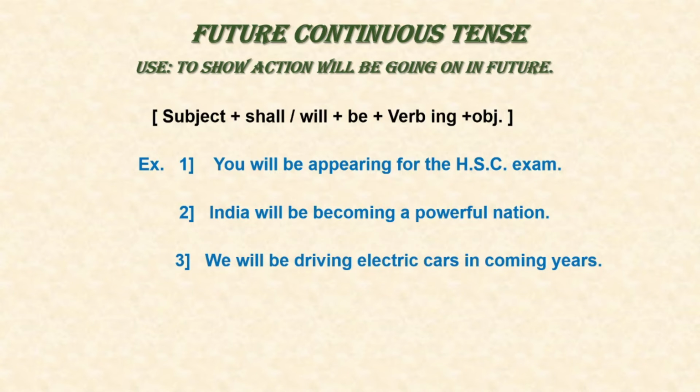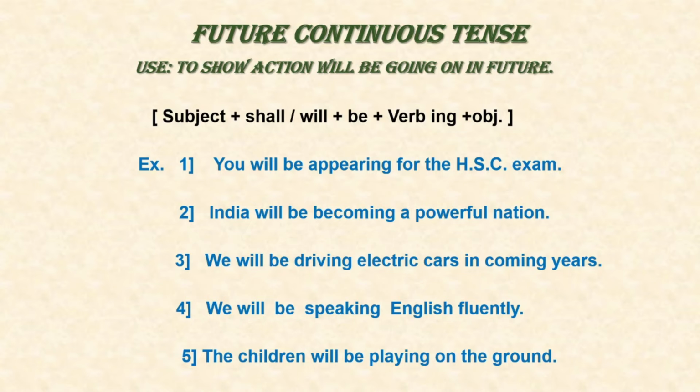Third one, we will be driving electric cars in coming years. Fourth one, we will be speaking English fluently. And the last one, the children will be playing on the ground. In all these sentences you can see the formula: you will be appearing, India will be becoming, we will be driving, we will be speaking, children will be playing. Subject, shall/will be and verb-ing. All these actions of appearing, becoming, driving, speaking and playing will be going on in future. Means what? This will be happening. We hope, we guess that the action will be going on in future.